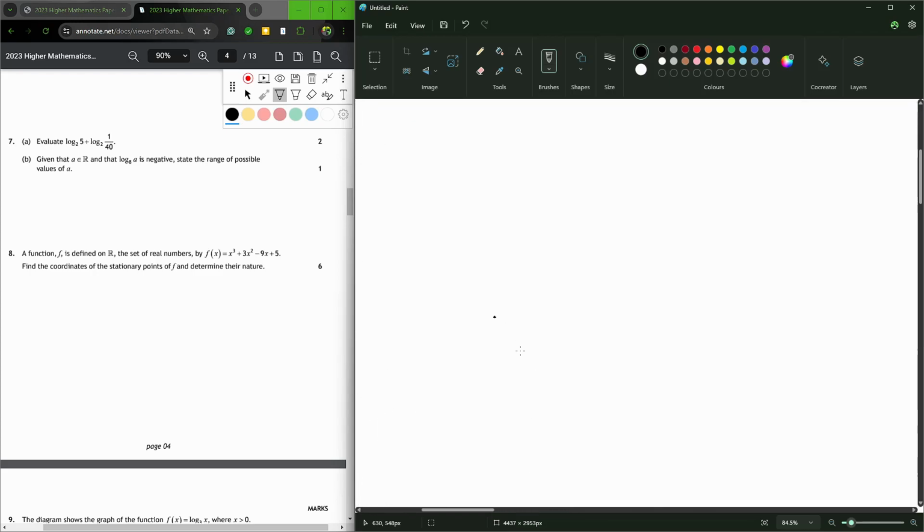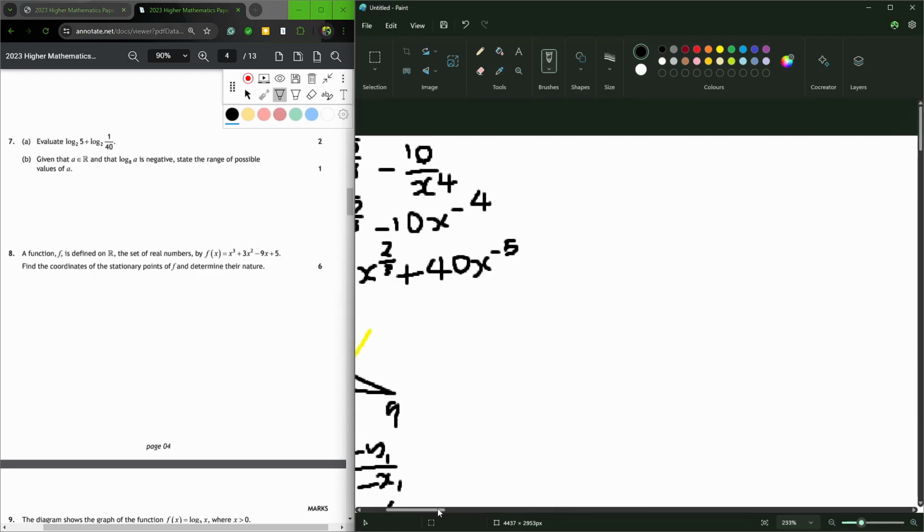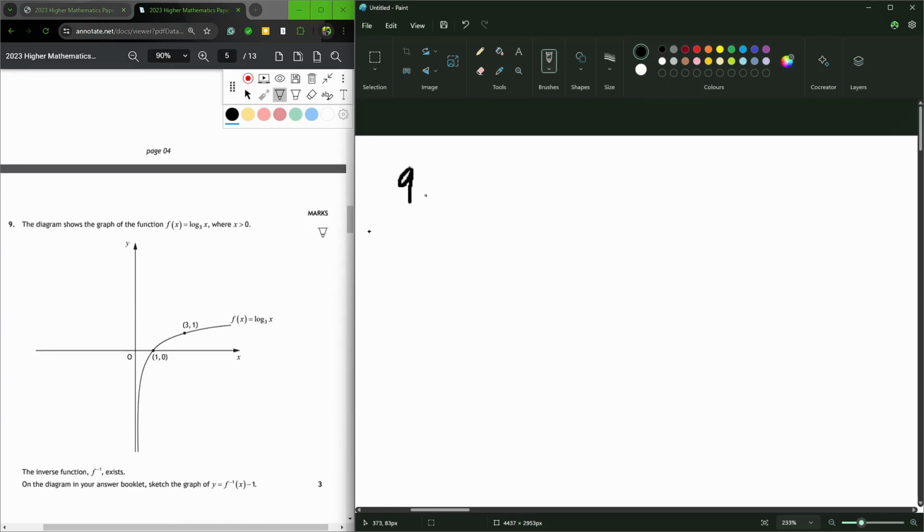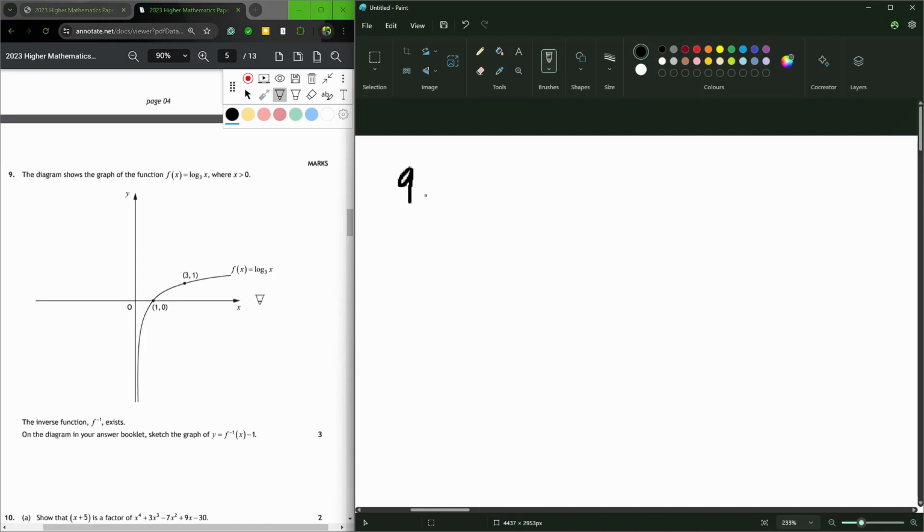So yeah, I'll go and scroll all the way back up, and then we'll continue. The diagram shows the graph of the function f(x) = log 3x, where x is above 0. Okay, so the inverse function exists. Thank goodness for that. Oh, imagine if it didn't. On a diagram in the answer book, sketch the graph of y equals the inverse function minus 1.